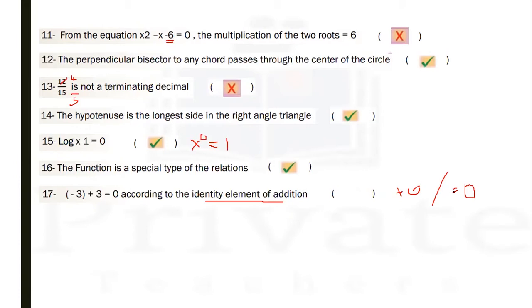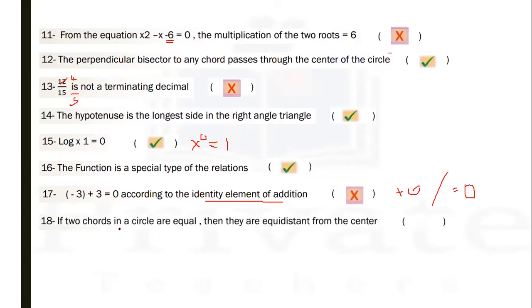But when we have the answer equals 0, that means we added two additive inverse numbers. Like here we have -3 and +3. We add them together and they are additive inverse to each other, so the answer is 0. So this is not the identity element of addition, rather it is the additive inverse property.